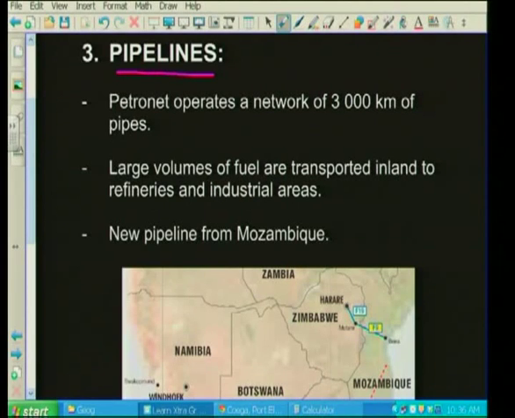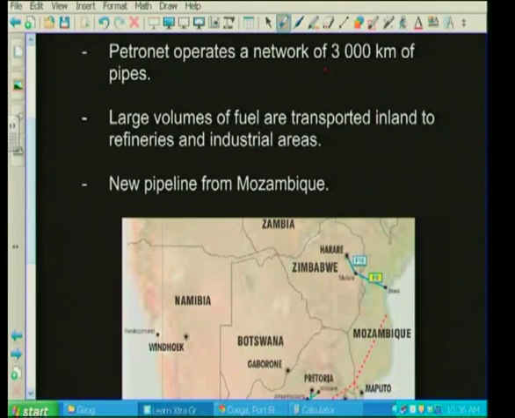The third aspect that we need to just recap is the concept or the idea of pipelines. Now, a pipeline is something that transports liquid or gas, so oil, coal, gas, those sorts of things. We know that other things like sewage gets transported away from us and processed somewhere else in a pipeline as well. Petronet operates a network of 3,000 kilometers of pipes in South Africa. That's quite a lot of pipelines if you think about that distance.